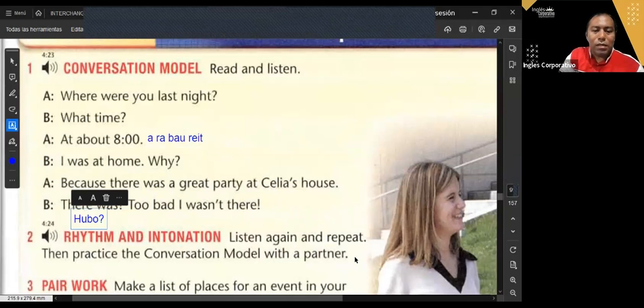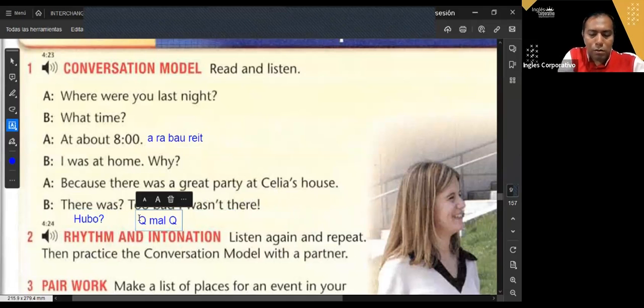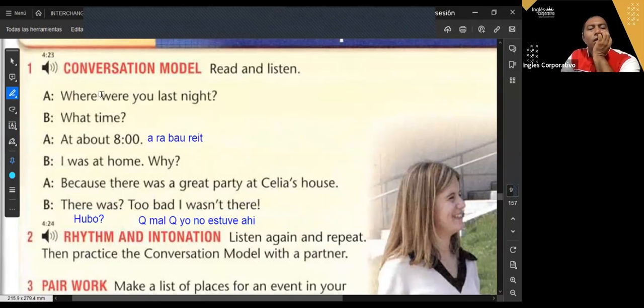So this one is the meaning in Spanish, and then you have the other one. Okay, ahí está. Now, remember the pronunciation of where. ¿Cuál es la diferencia entre where? Que el primer where se dice un poco más alargado, pero básicamente es la misma pronunciación. Y el segundo es where, así de un solo. Where were you last night? What time? At about 8.